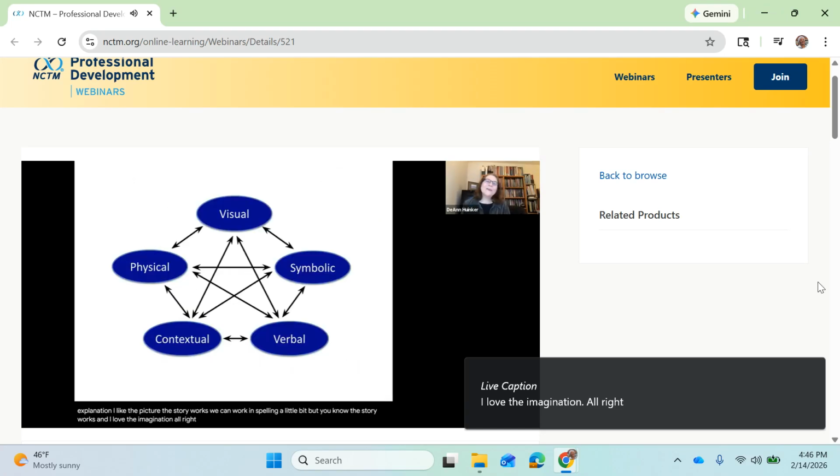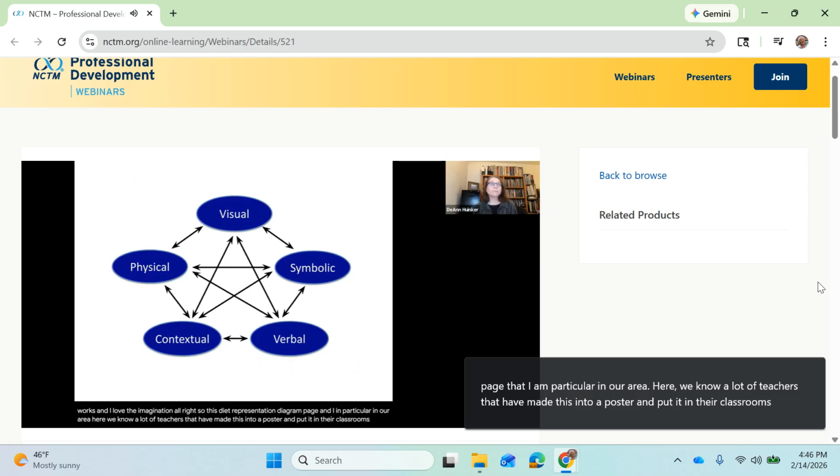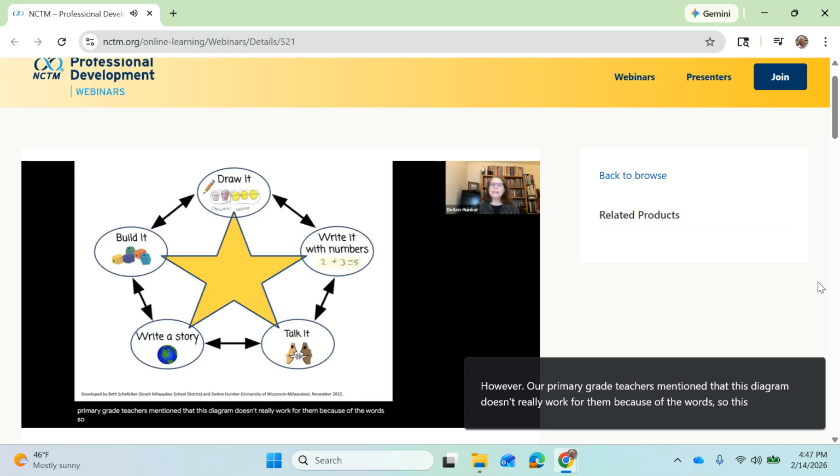All right. So this representation diagram, Paige and I in particular in our area here, we know a lot of teachers that have made this into a poster and put it in their classrooms. However, our primary grade teachers mentioned that this diagram doesn't really work for them because of the words. So this is our primary version of this.